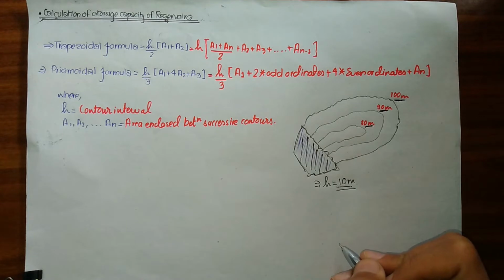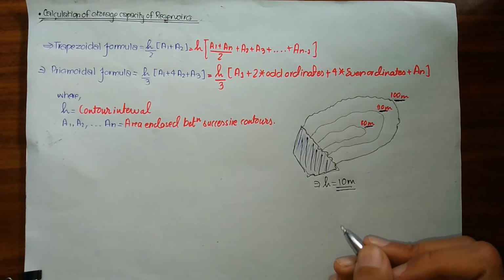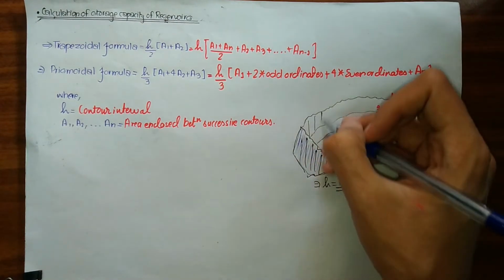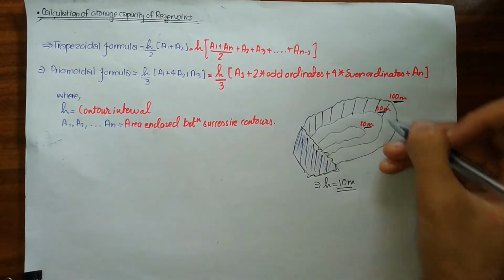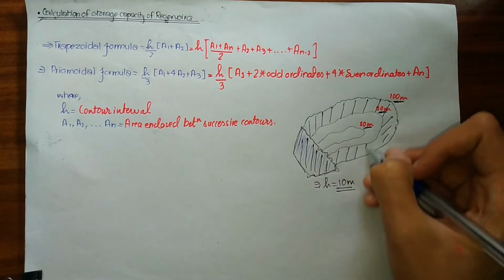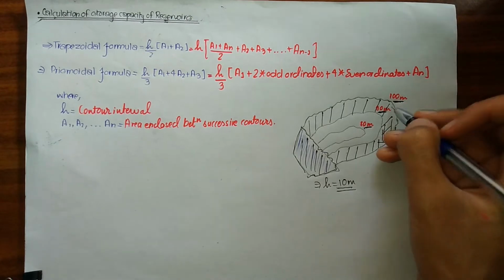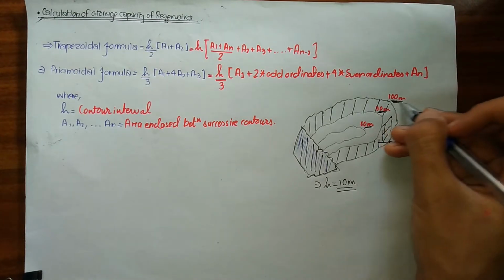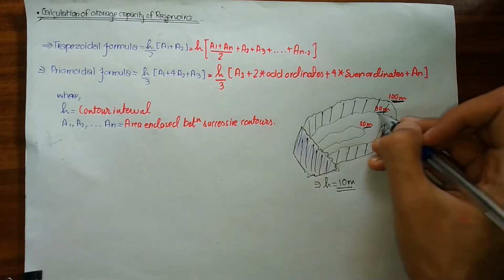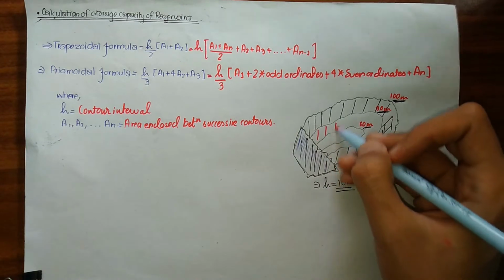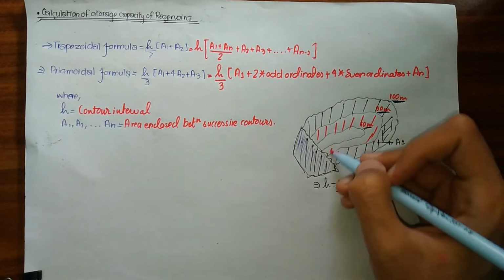So in order to calculate the storage capacity of my reservoirs, I'm going to need the area enclosed between my respective contours. So this is going to be my A1. This is my area A1, the area between my contour of 100 meter and 90 meter. Next, what I need is A2. A2 is going to be the area between my 80 meter and 90 meter contours.